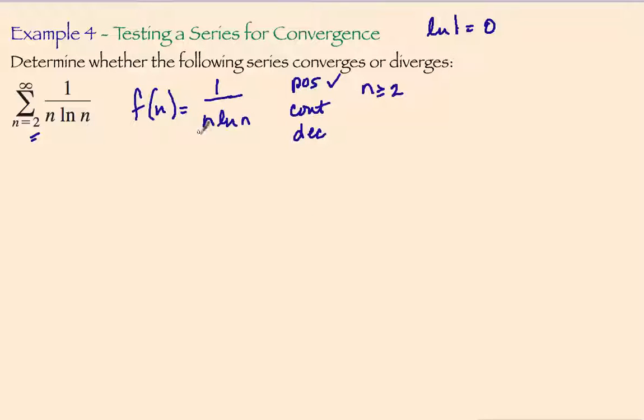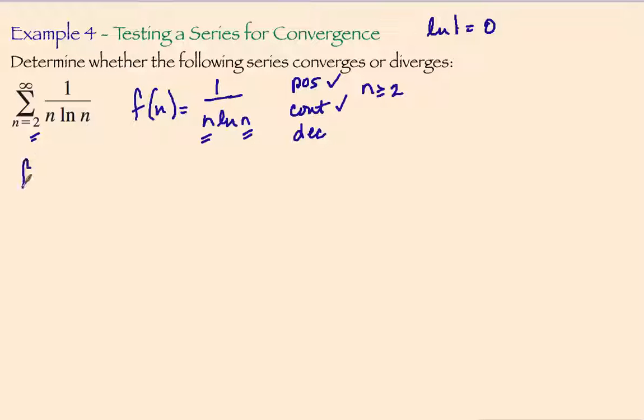The only place where this would have been a continuity issue is if n was equal to 0 or n was equal to 1. That would put a 0 in the denominator in either of these cases. But since we're starting with 2 and larger, no need to worry about discontinuity in this function as well. To determine whether or not it's decreasing, I will need to take the derivative.